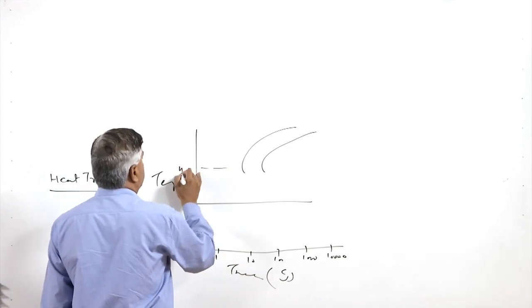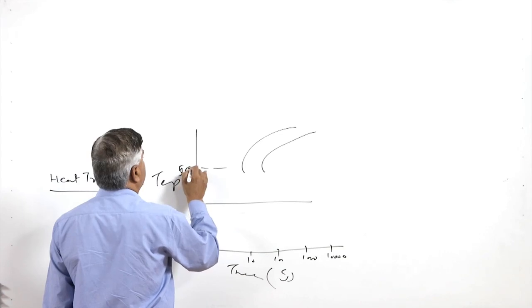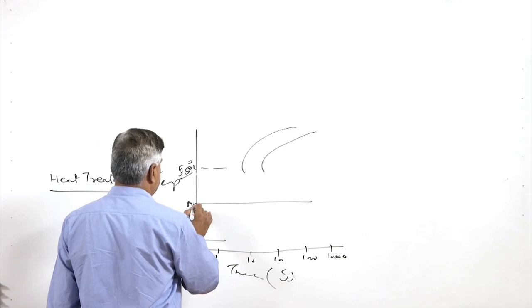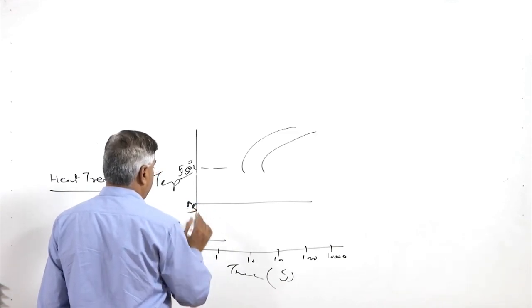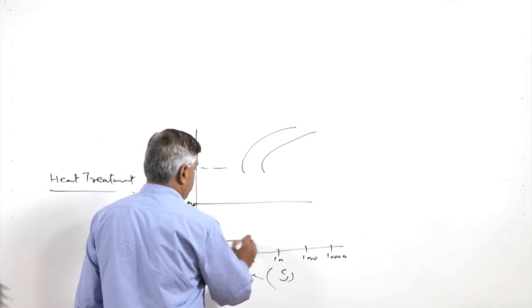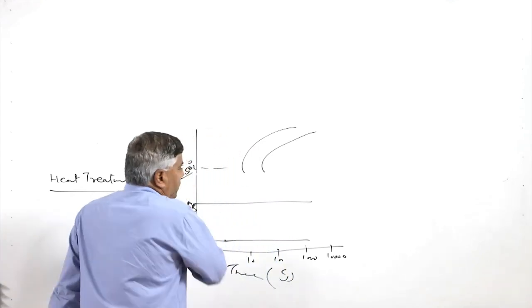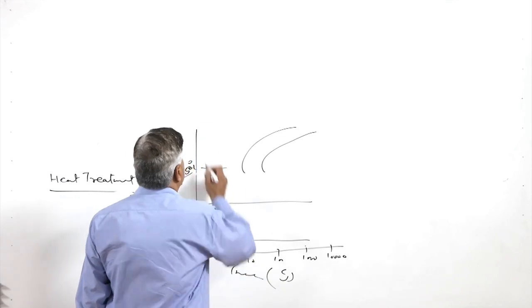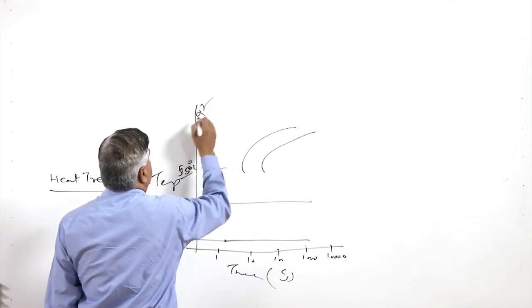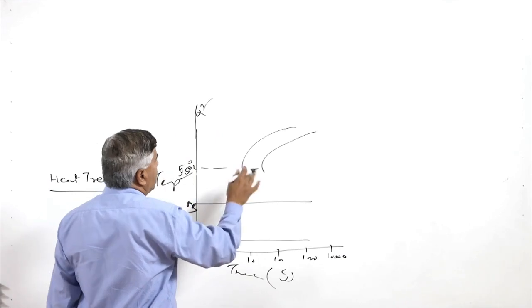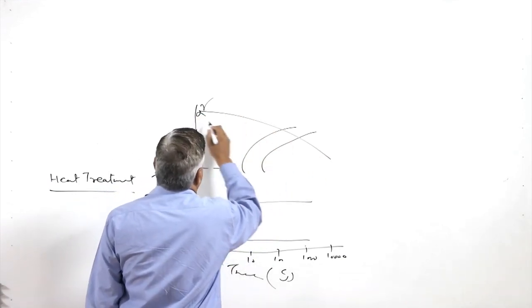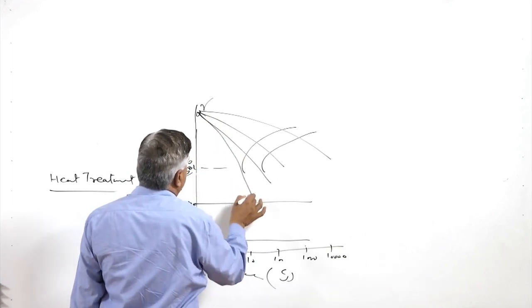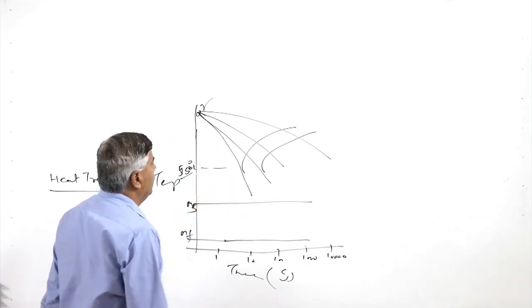This corresponds to roughly 550 degrees centigrade, and this is the MS temperature. This is the MF temperature, which indicates at what temperature the martensitic formation will start. So, from the austenitic state, when the steel is cooled at different rates, we get one rate, another rate, third rate, fourth rate. So, these are the 4 cooling rates.